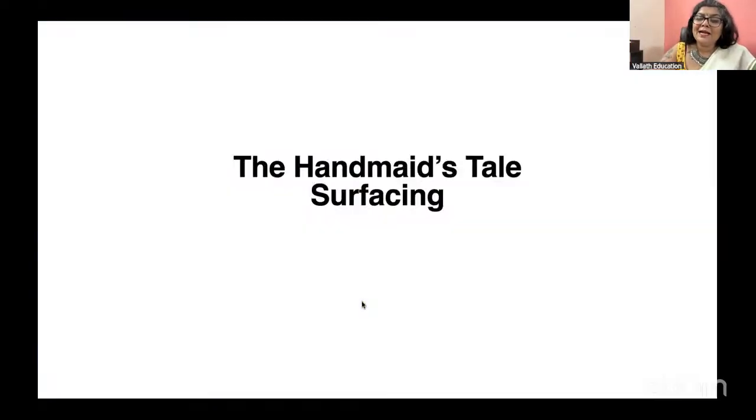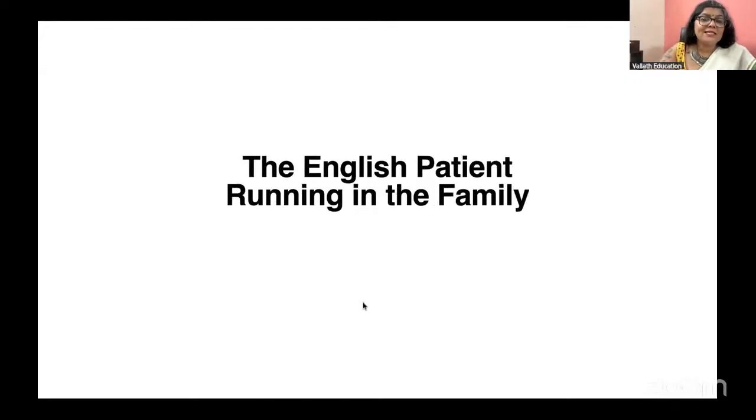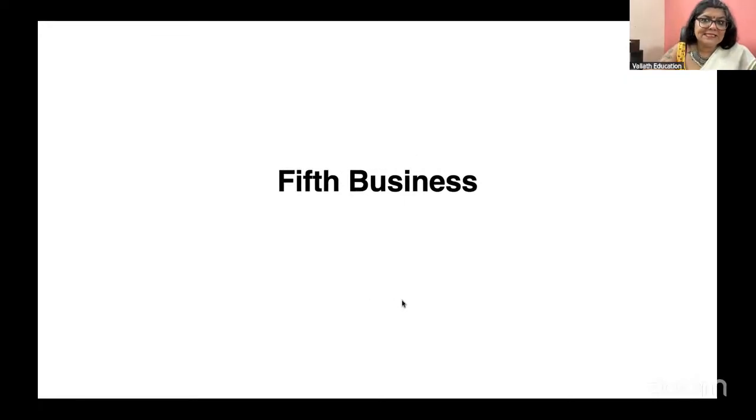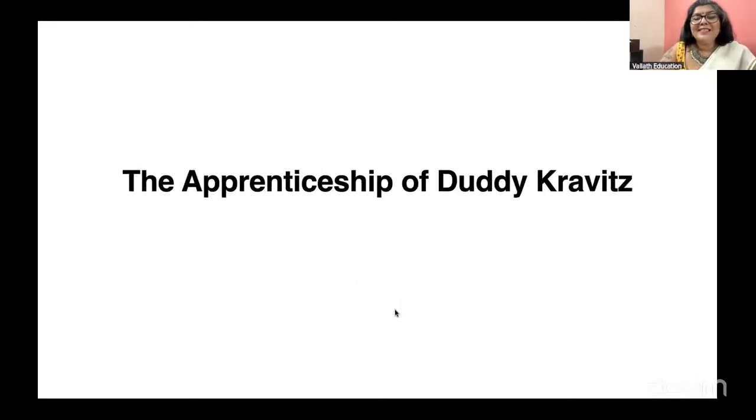Quick look at Canada. The Handmaid's Tale and Surfacing, Margaret Atwood. The English Patient and Running in the Family, Michael Ondaatje. He's a Sri Lankan Canadian, as you know. Fifth Business, Robertson Davies. The Apprenticeship of Duddy Kravitz. These are all the traditional writers. Contemporary writers we should do later.